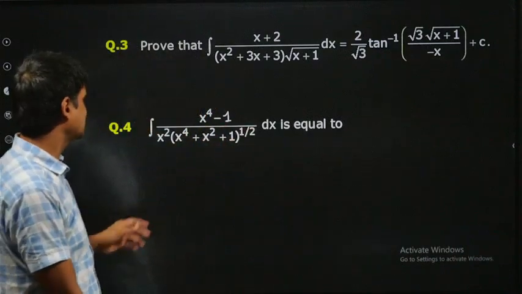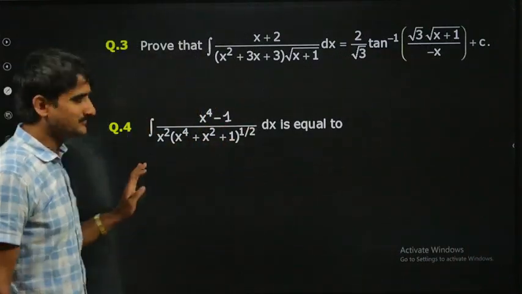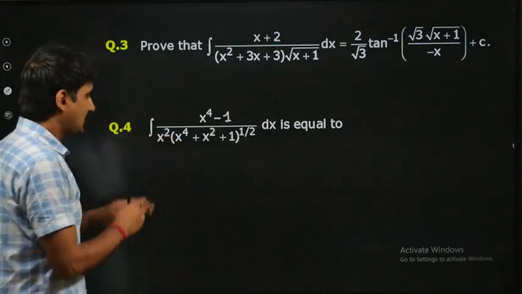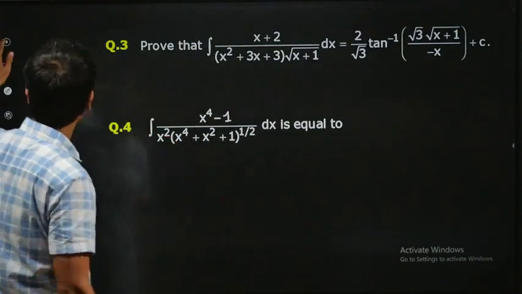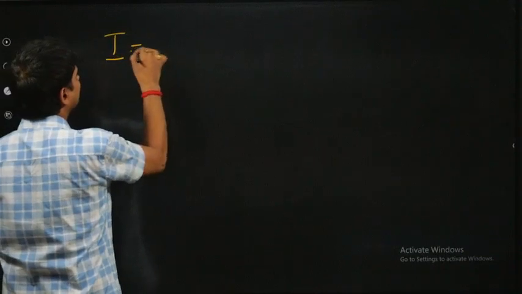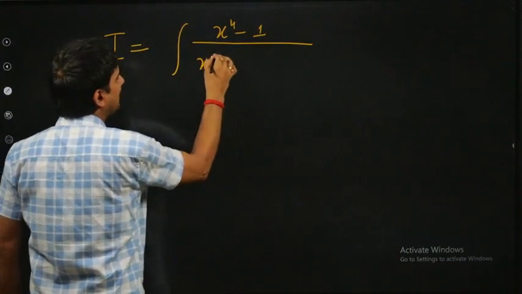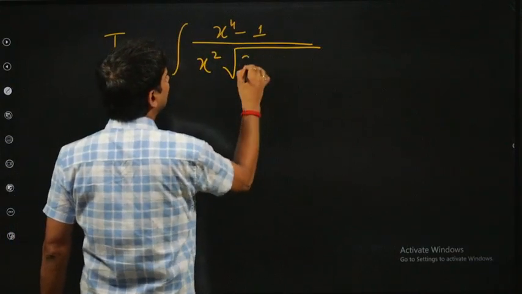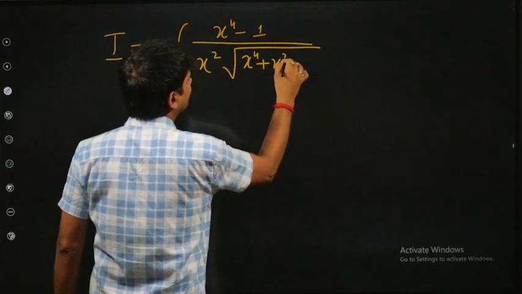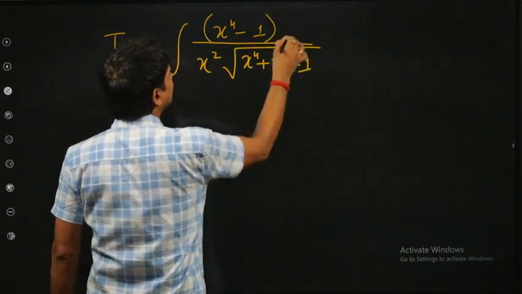Okay, so moving to the next question. That was the next question which you would have got as a post. See, the integral is the integral of x raised to the power 4 minus 1 divided by x square into root of x raised to the power 4 plus x square plus 1 dx.